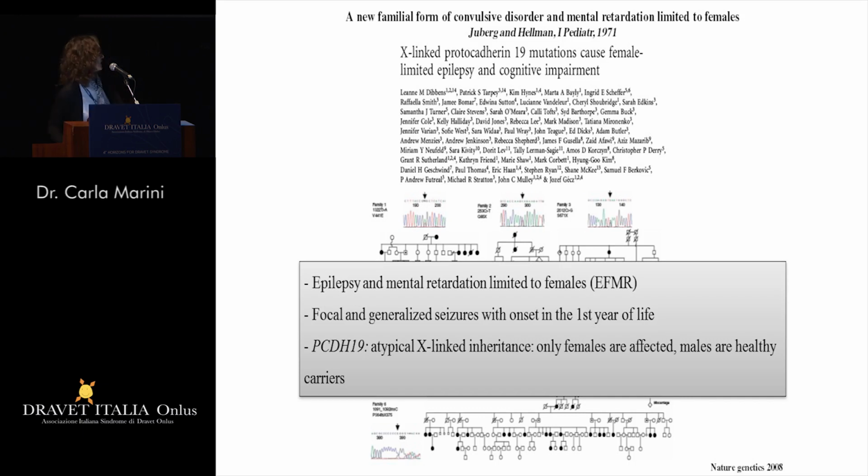As you can see from the genealogical trees in these families, there are only females affected, and the males are transmitting the disorder, which is rather unusual considering that PCDH19 is located on chromosome X. The peculiarity was the transmission, and these patients had focal as well as generalized epilepsies beginning in the first year of life, and there was this atypical X-linked inheritance.